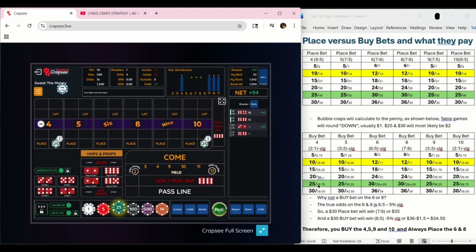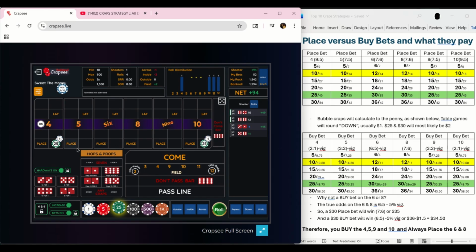Even the lower numbers do show a lot. So even a $5 place bet on the 4 wins 9. A $5 buy bet on the 4 pays 9.75. If you're playing bubble craps, it will calculate it to the penny, 9.75. So when you can play buy bets, you should.